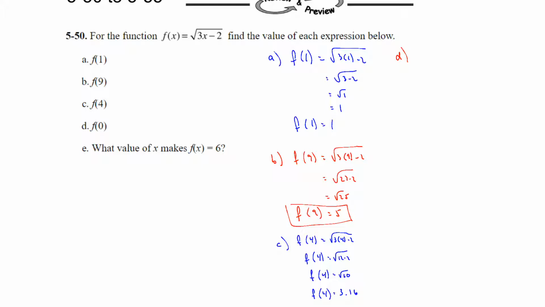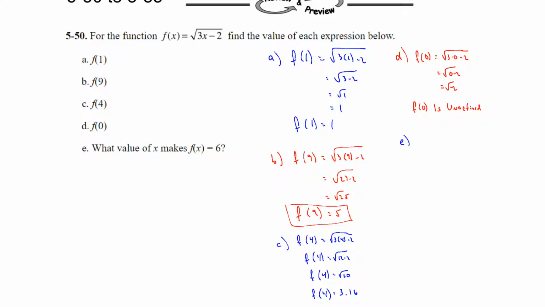D, we have f of 0. So that would be the square root of 3 times 0 minus 2. And that would be 0 minus 2, which is the square root of negative 2. And that is undefined because we cannot take the square root of negative 2. f of 0 is undefined. And that has to do with your domain is not all real numbers, so there's only certain numbers that you can plug into this function f of x equals the square root of 3x minus 2.